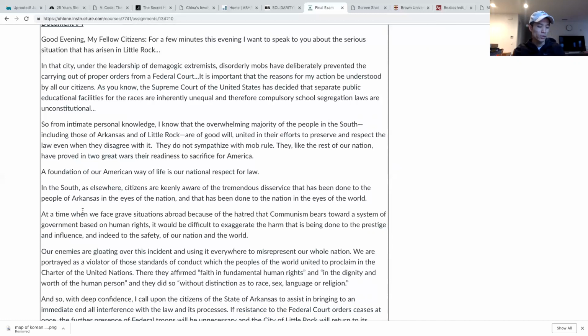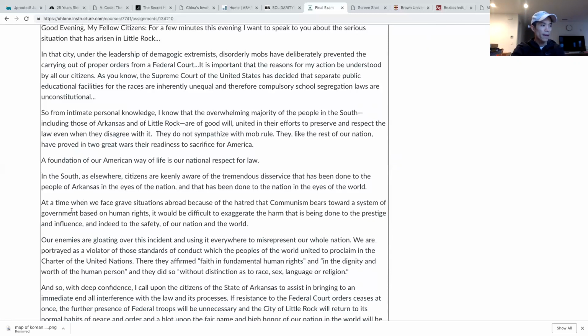Yet despite his belief that Southerners will integrate the school itself, you really have to ask yourself the question, why did Eisenhower have to send in the National Guard to protect and to somewhat force integration in these schools, if you will? What was he worried about? There's a key passage here I want you to pay close attention to. He says, our enemies are gloating over this incident and using it everywhere to misrepresent our whole nation, okay? So think about that very clearly. What is he talking about, right? What incident, okay? And how is this incident being used to misrepresent America, right?